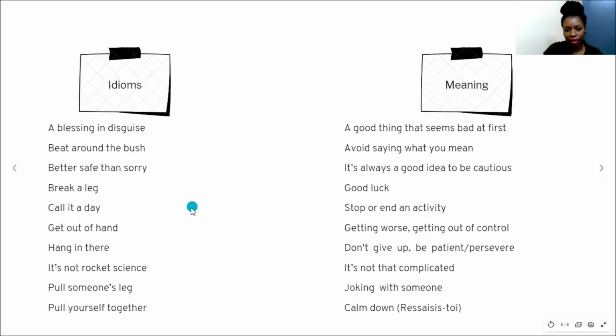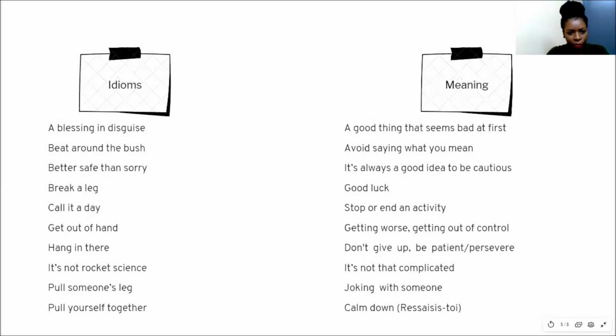Break a leg is an expression that English people use to say good luck. For example, if you know someone is writing an exam, you have a big presentation, you're going for a job interview, instead of saying good luck, they'll say break a leg. I don't know why, but it's an expression. Calling it a day, call it a day. An example would be, let's just call it a day. I'm tired, we've been trying to get this computer to work and it doesn't work, let's just call it a day. Call it a day means that's it. Like, I'm giving up, we're ending this now. It's like, I'm done for today, let's call it a day.